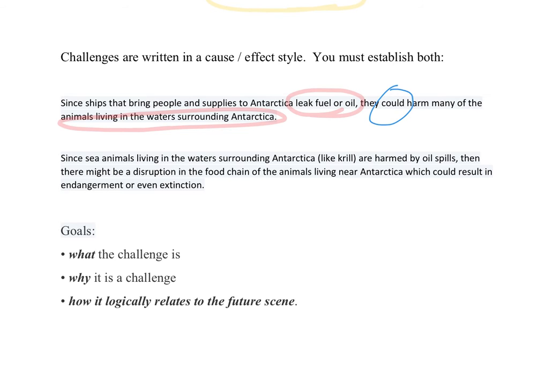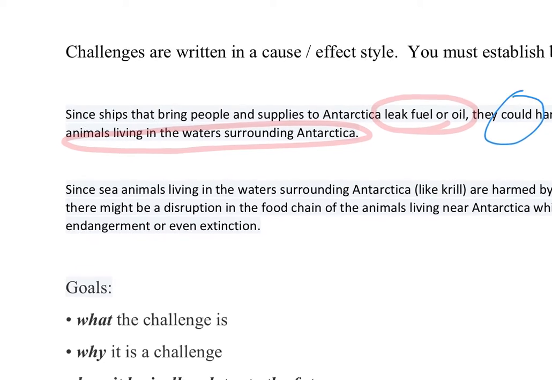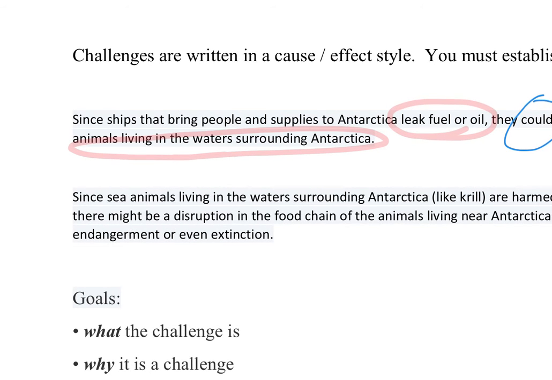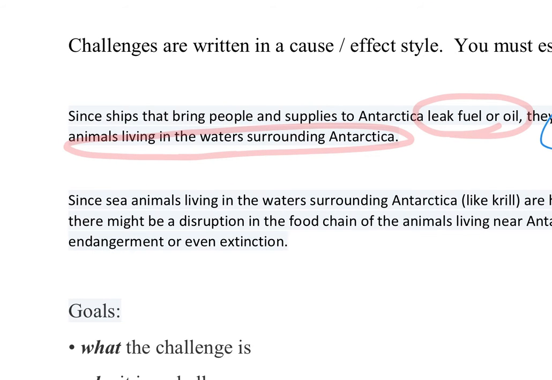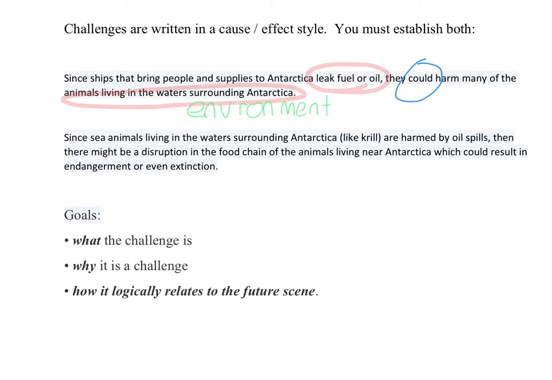Now, also hidden in this, which we'll see over here on this other side when we talk about the categories, this one, with the waters surrounding Antarctica, this one would be tied to the environment. And we'll see what types of categories are over off to the side here soon.